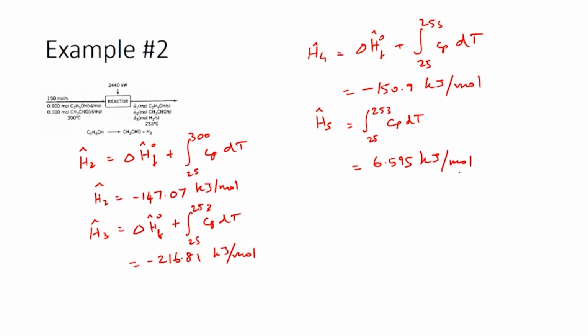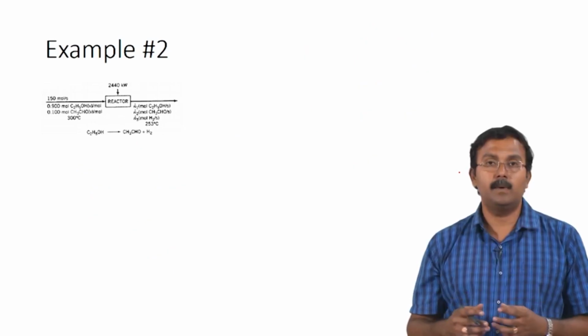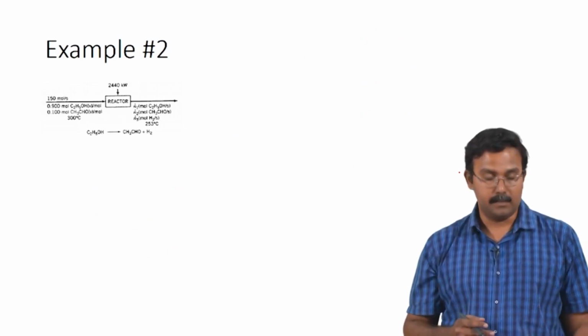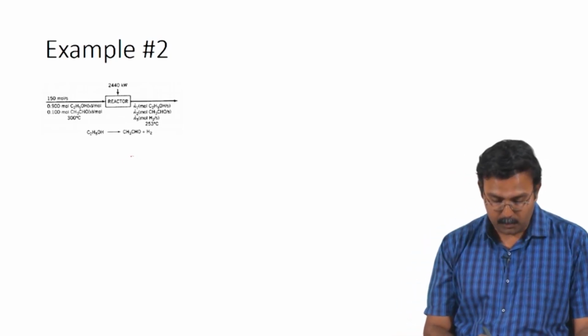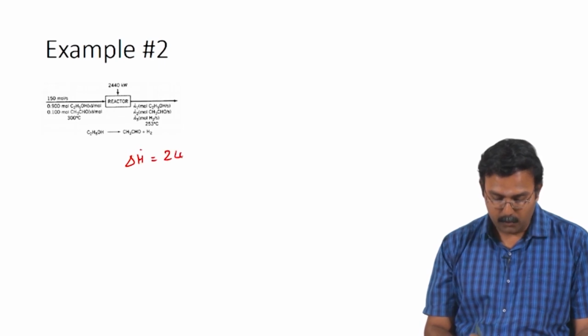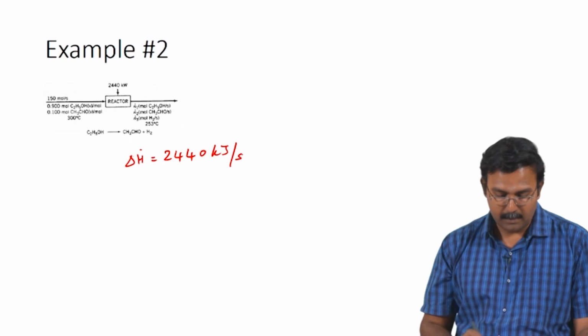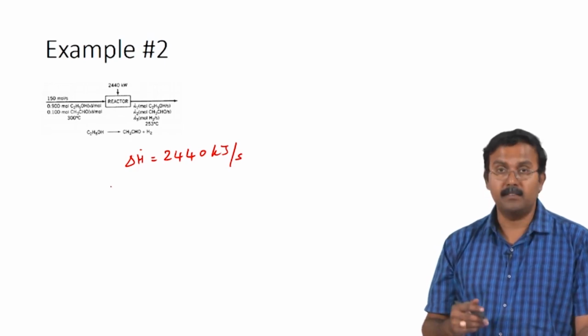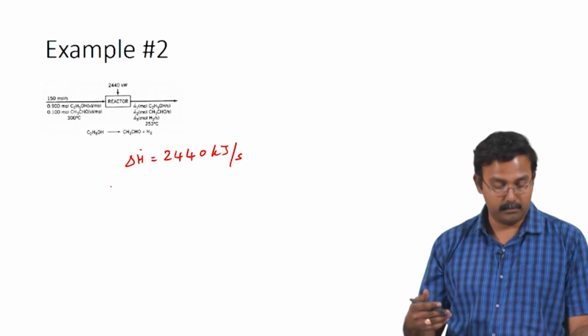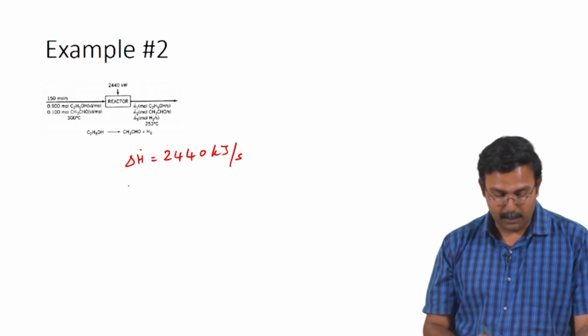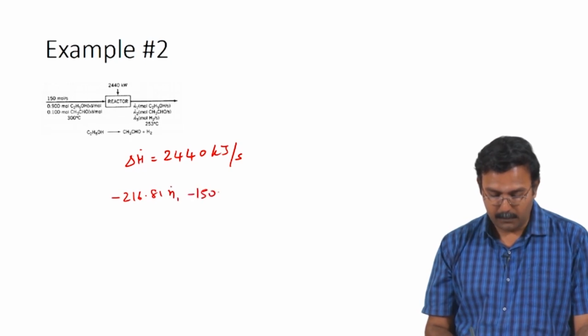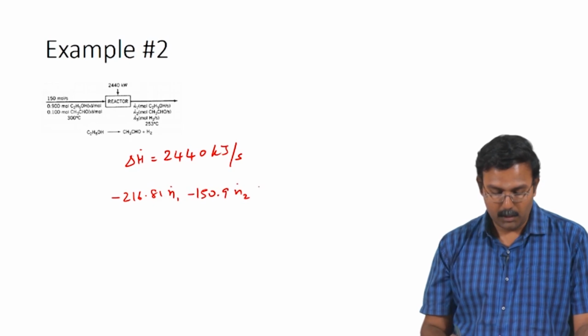So, we can substitute this in the equation we had to get the third equation, which is required for solving the material balances. So, now let us look at the equation. We said that the equation simplifies to delta H dot equals 2440 kilojoules per second. So, if we were to plug the values for the enthalpies in the enthalpy table and calculate the change in enthalpy, which is delta H dot, this equation would become minus 216.81 N1 dot minus 150.9 N2 dot plus 6.595 N3 dot.